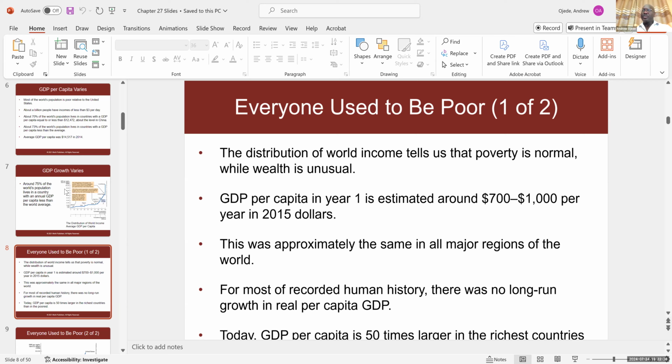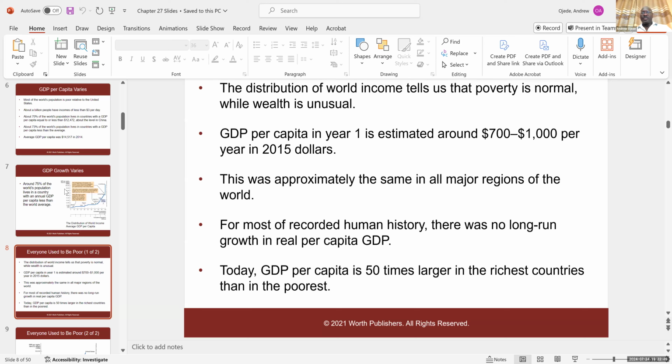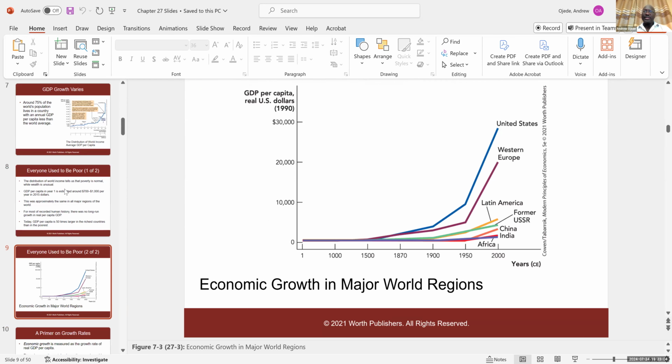For most of recorded human history, there was no long-run economic growth until, as I told you, around the period of the Industrial Revolution that started in England. Today, the GDP per capita is 50 times larger in the richest countries than in the poorest countries. And yet in year one, everybody was poor. We were about the same level. But then some countries took off, others remained poor. So this is the situation that we have.